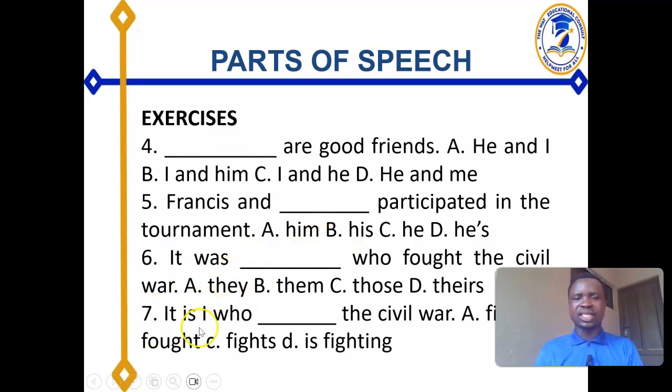Look at this one too. "It is dash who fights the Civil War." When the sentence starts with empty "it", anticipatory "it", you use a subjective case after the verb that follows, like "it was". When you see a sentence starting with "it was" or "it is", you look for the subjective case. So "it is I who fights the Civil War." That is option A.